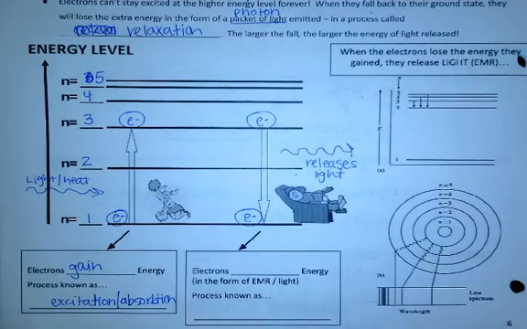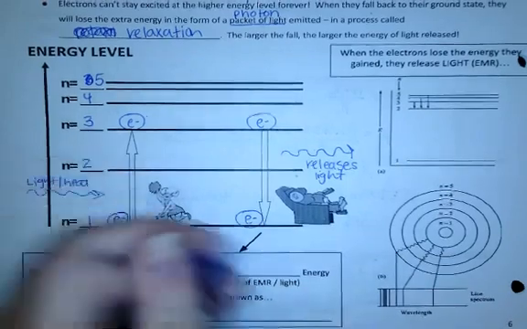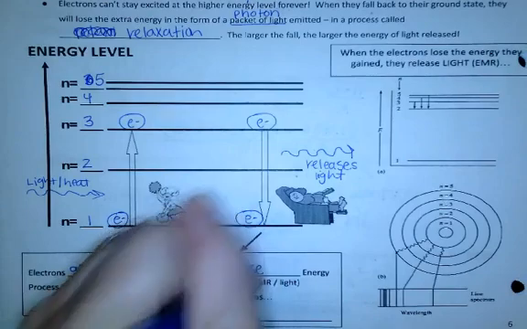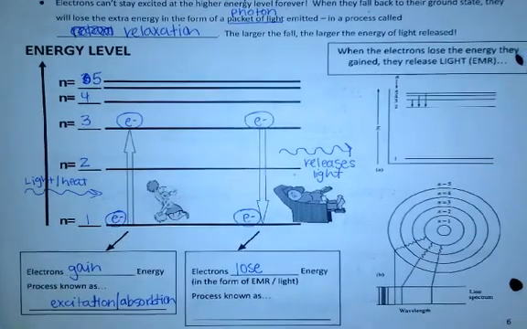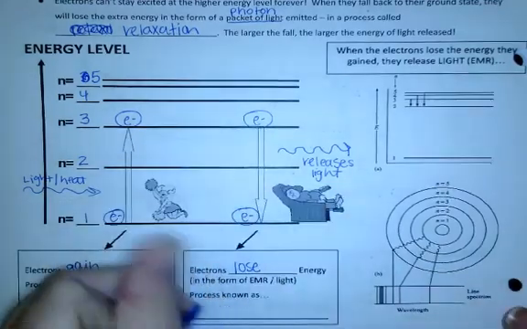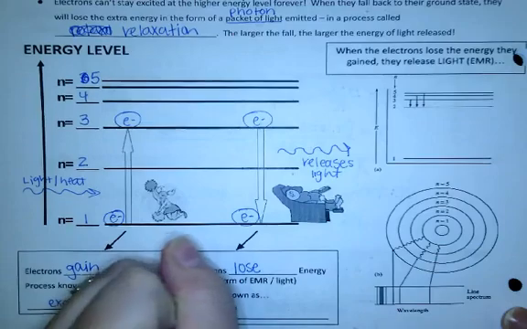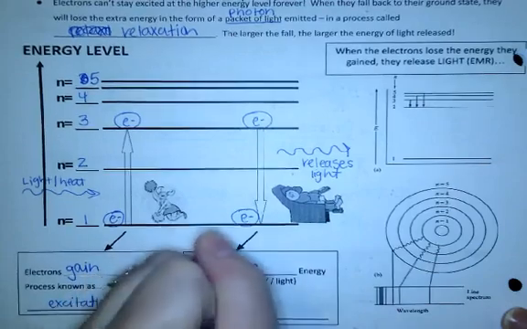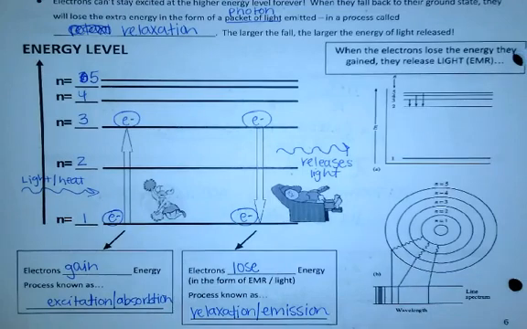Now, it's not always going to release in the visible light spectrum. We may see it in ultraviolet or infrared. But there is some energy that's going to be released that we can see. So electrons lose energy in the form of electromagnetic radiation or light. This process is known as relaxation or emission. Okay, so if something is emitted, that means it's emitted out. It's released.